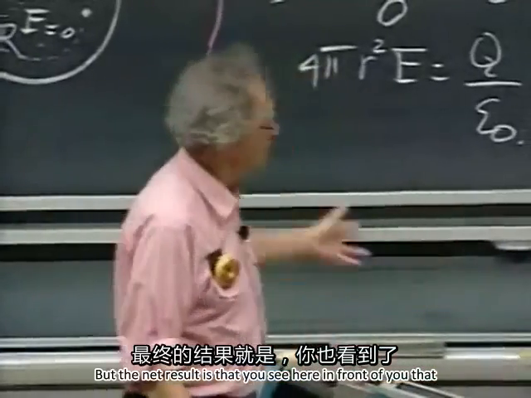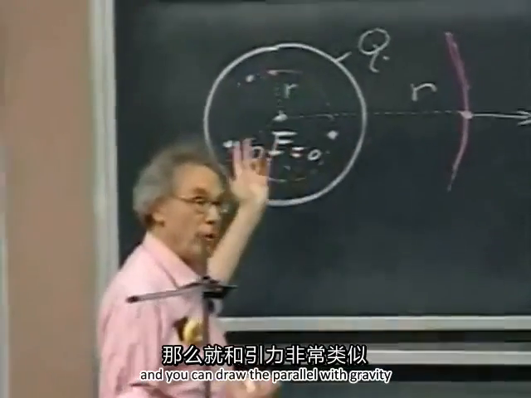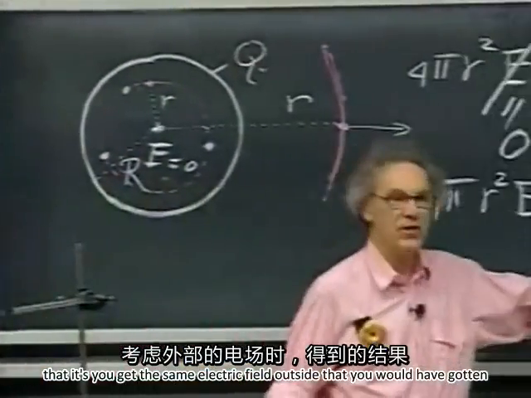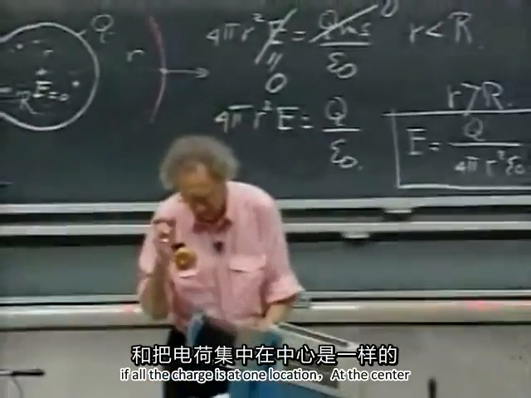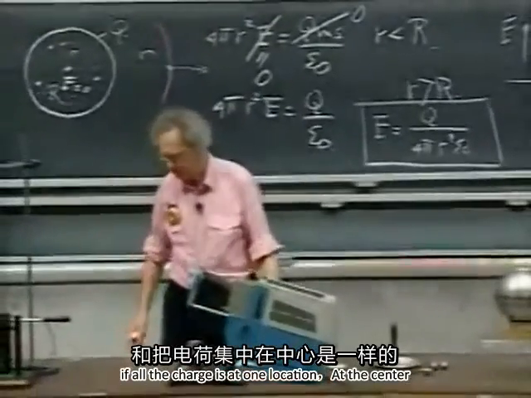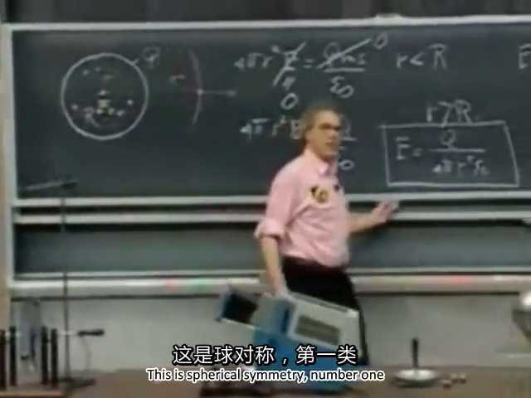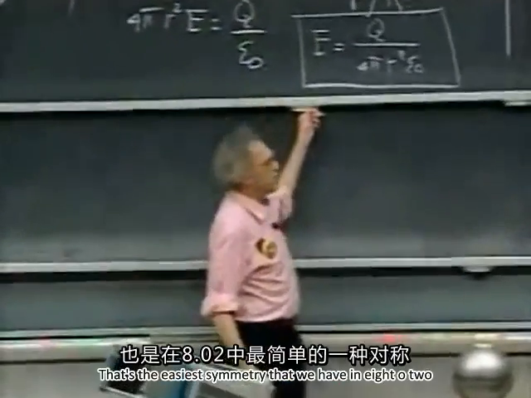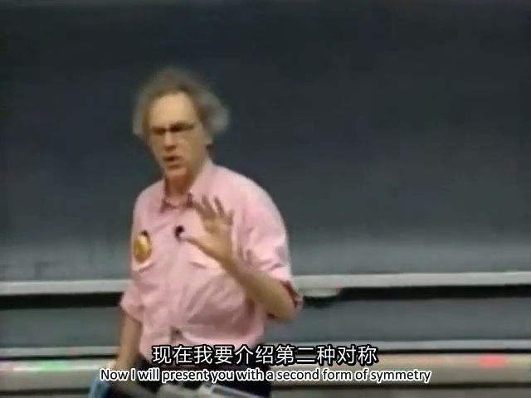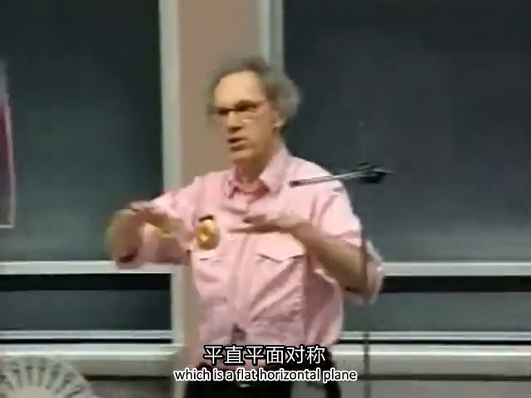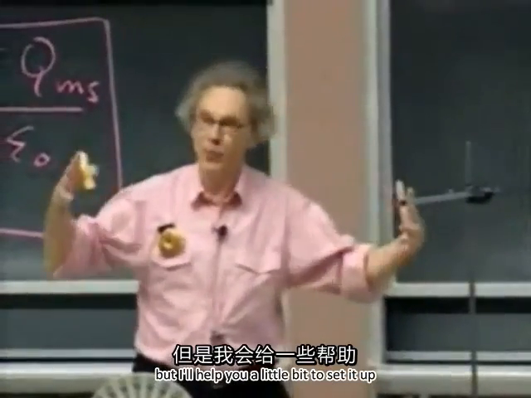But the net result is that you see here in front of you that if you have a uniformly charged distribution, and you can draw the parallel with gravity, you get the same electric field outside that you would have gotten if all the charge is at one location, at the center. This is spherical symmetry, number 1. That's the easiest symmetry that we have in 8.02. Now I will present you with a second form of symmetry, which is a flat horizontal plane. And I want you to work out most of it, but I'll help you a little bit to set it up.